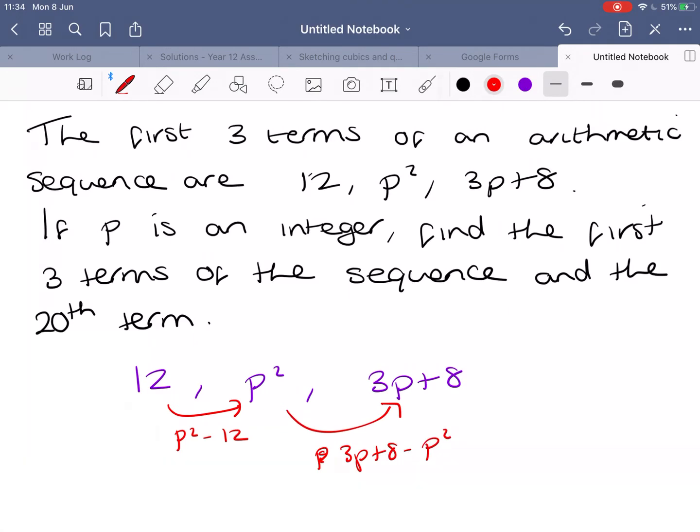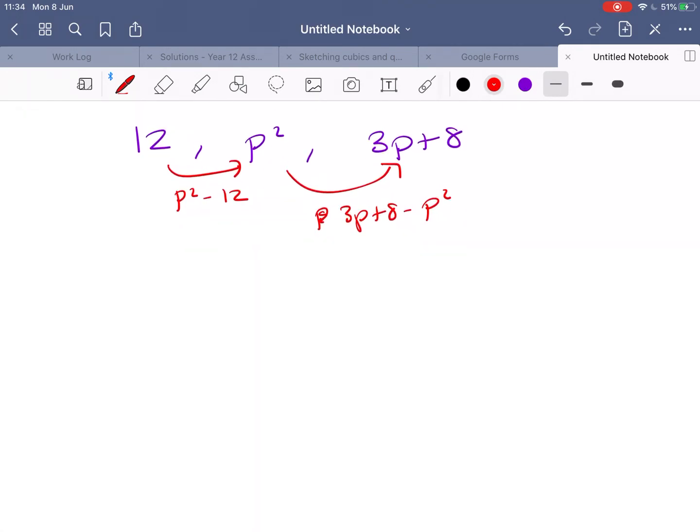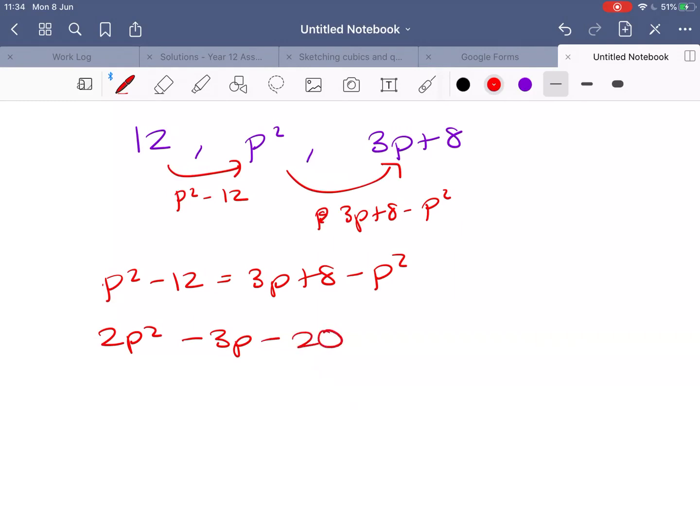And because it's an arithmetic sequence, the common differences are always the same. So I can say p squared minus 12 is the same as 3p plus 8 minus p squared. What is this? It's quadratic. How do I solve quadratics and make them equal to 0? So I'm going to add the p squared, take away the 3p, take away the 8, and I'm going to get 2p squared minus 3p minus 20 equals 0.